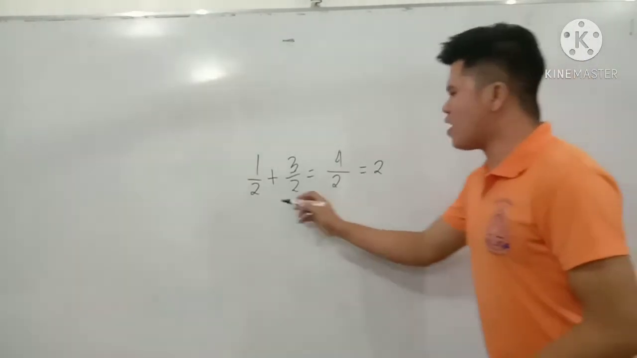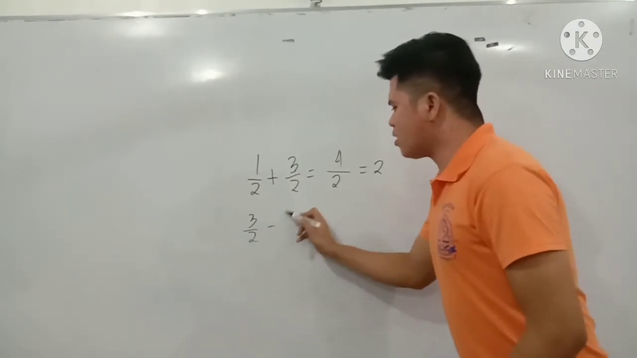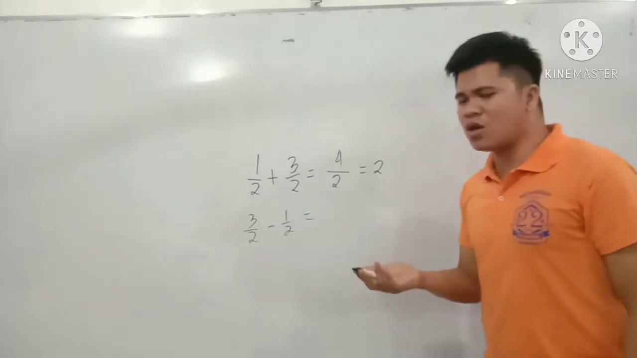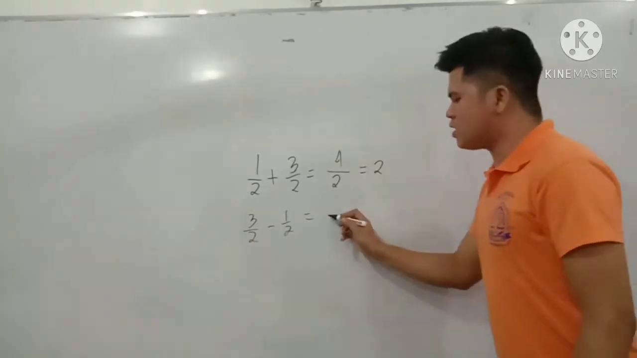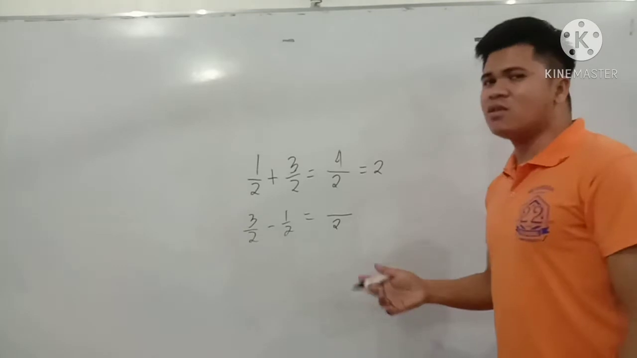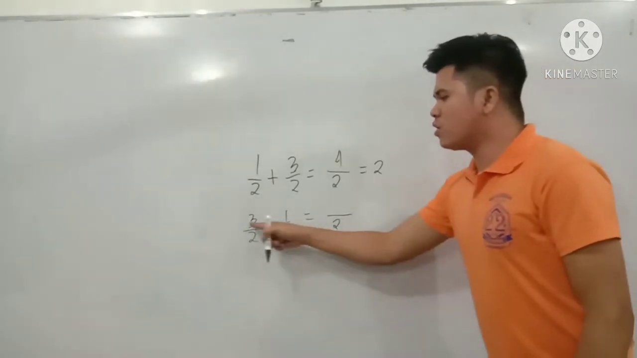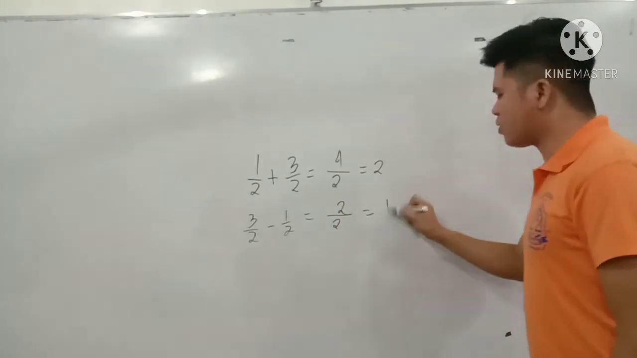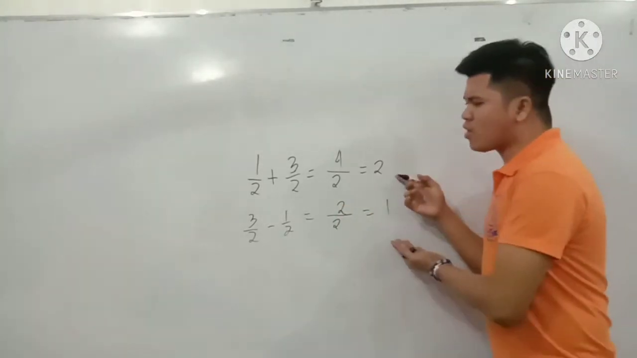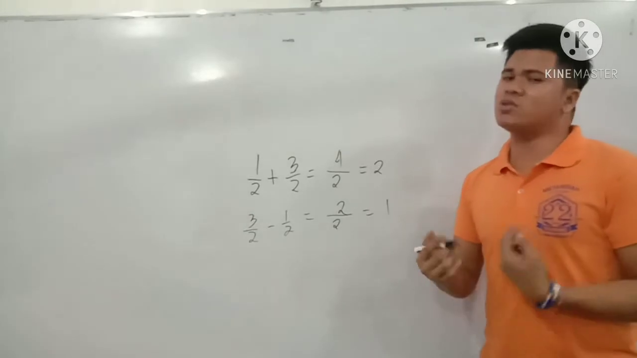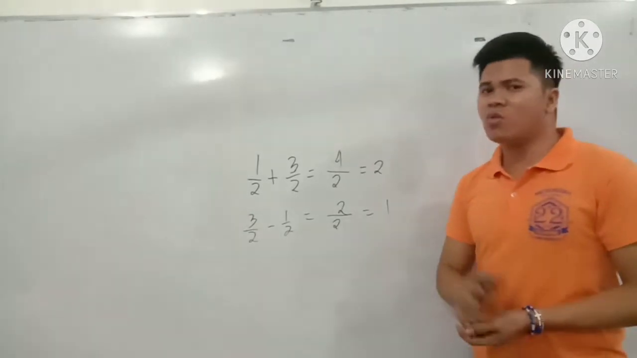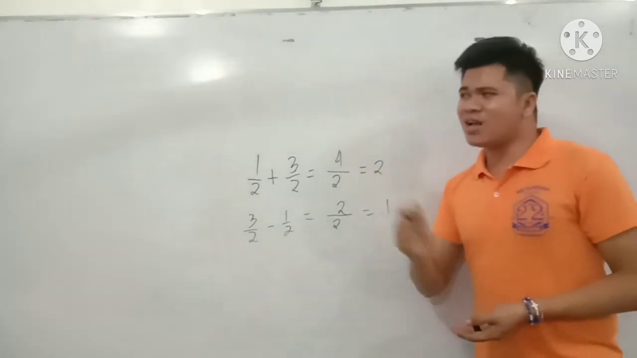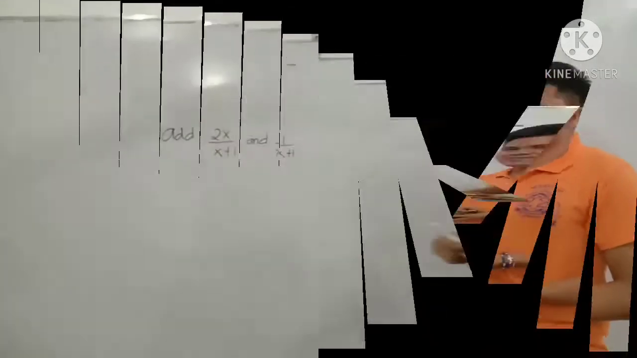Then another, let's say we have 3/2 minus 1/2. Again, in subtracting similar fractions, we simply copy the common denominator, 2, and then subtract the numerators. 3 minus 1 will give us 2. And then 2 divided by 2 is simply 1. So this process is the same with adding or subtracting rational expressions with a common denominator. Without further ado, let's study this given example.